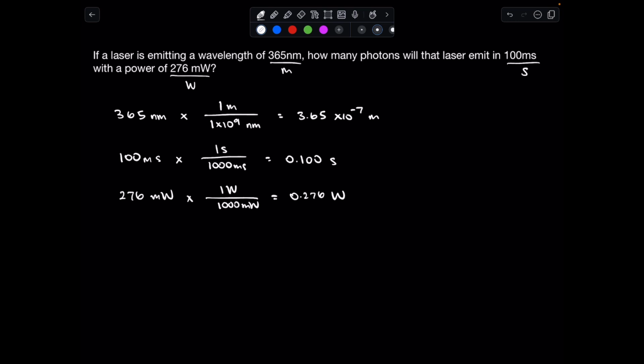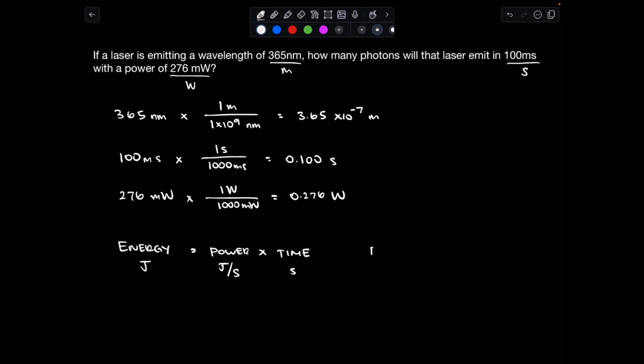So now let's start to plug in some of the equations that we need. So the first is going to be energy is equal to power times time. Now energy will have units of joules, power will be joules per second, and time will be in seconds. Hence why we converted our milliseconds into seconds. So now we can plug these things in.